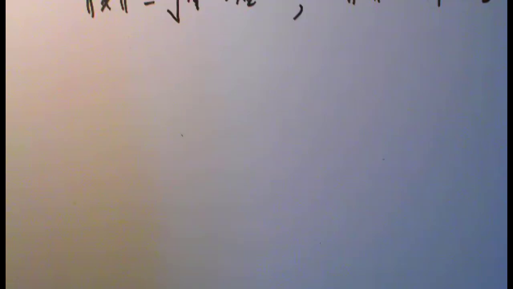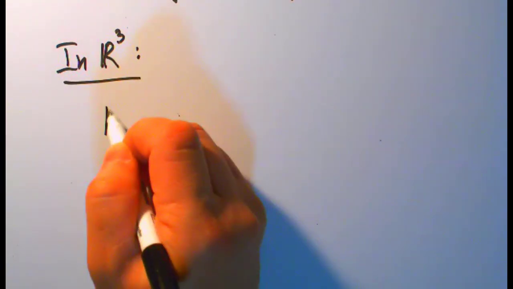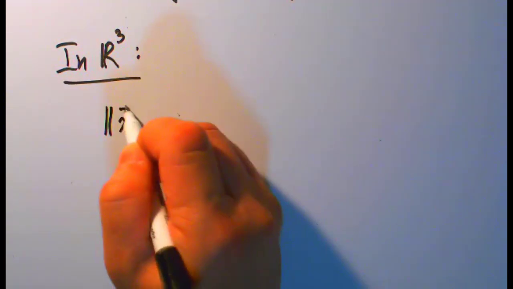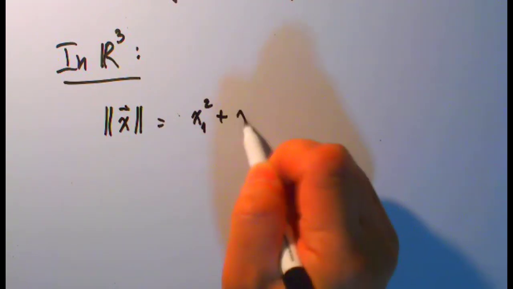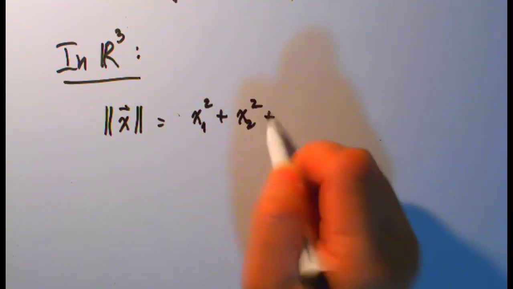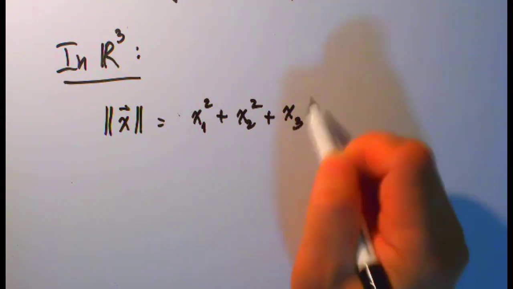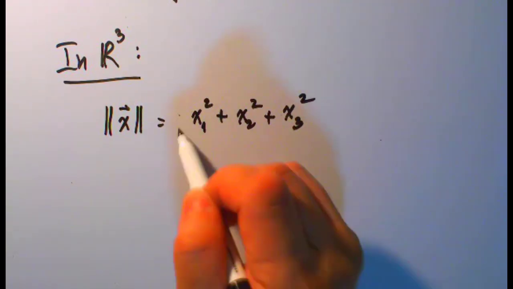And some of you might have seen in some of your Calculus 3 courses that in R3, the length for a vector is the square of component 1 plus the square of component 2 plus the square of component 3, and we take the square root again.